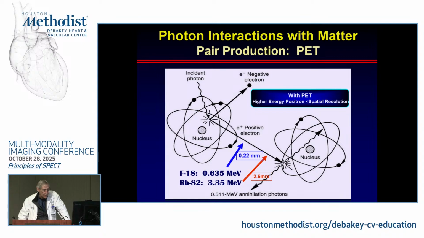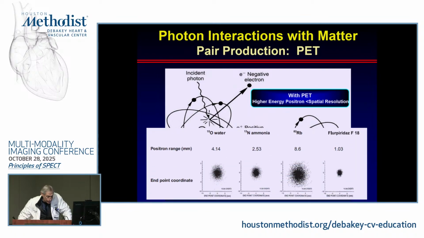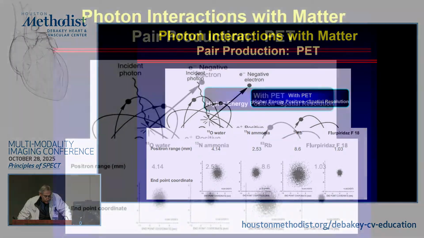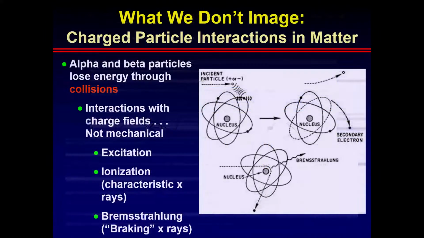And then you take something like F18, which only is 630 keV. And so it travels less before it gets annihilated in tissue. So if you look at a point source, you can see that F18 has the best spatial resolution, and rubidium has the worst spatial resolution because it annihilates so far out from where it originates because of its high energy.